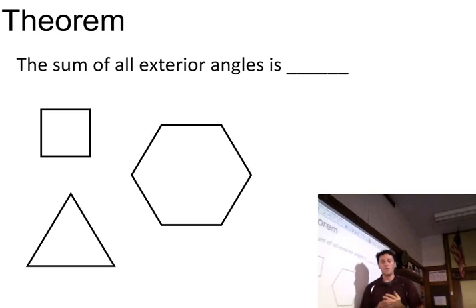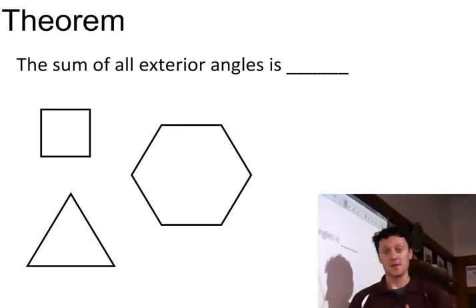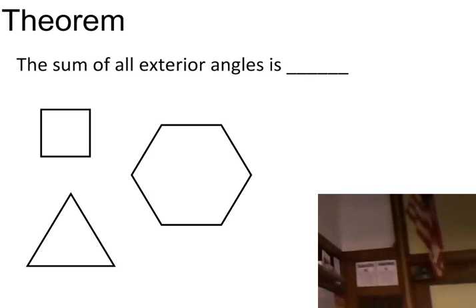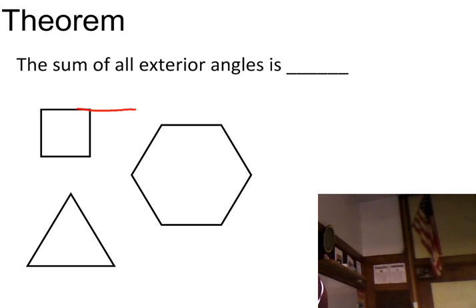Okay, now we need to come up with the next theorem. That's for the exterior angles. So for example, if I extend this angle, if I extend that side, and I extend this side, and I extend this side, and this side, what do all those angles add up to? Triangle.